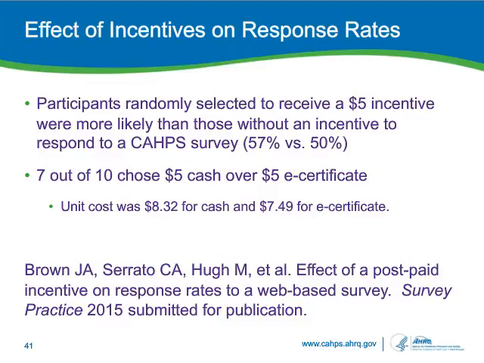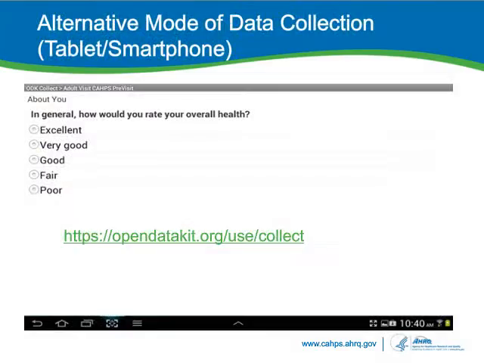Okay, so the next area that we've been looking at is different ways of collecting data. So these are alternatives to the standard mail and phone method for data collection. And one of the things we're looking at is tablet computers. We've heard from other people that they're interested in that possibility, and so we started to explore it.